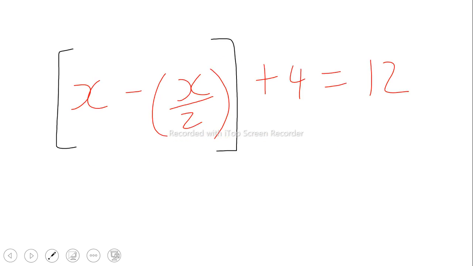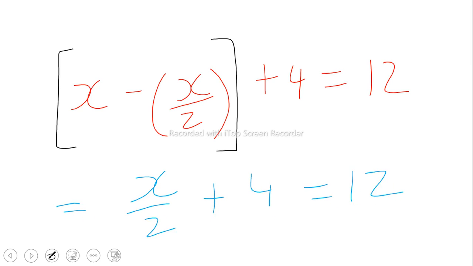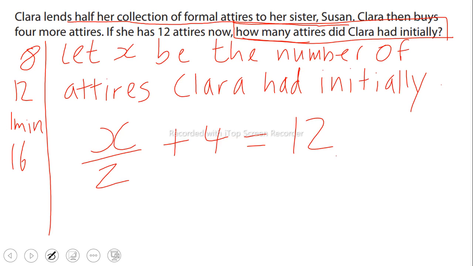I was just thinking about it and trying to figure out if I did it wrong, but it came back to the same thing because this is simply x over 2 plus 4 equals 12, which is the same thing we had from the beginning. So we're right. Sorry. This is right from the beginning. So finally, if you don't understand the last two slides, don't worry about it. Just know that it's x over 2 plus 4 equals 12. That represents the situation that we have here.